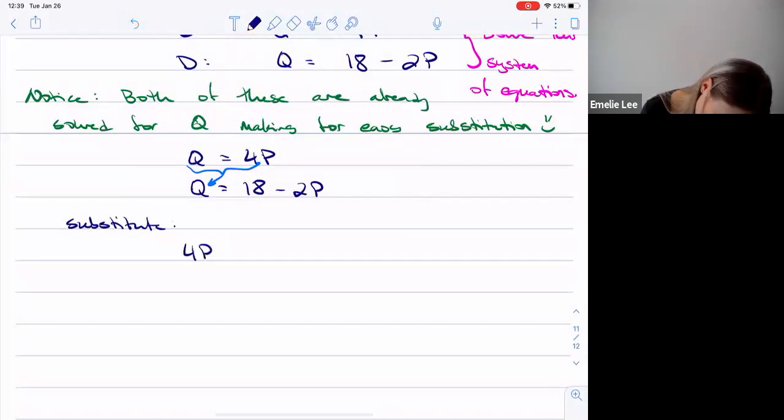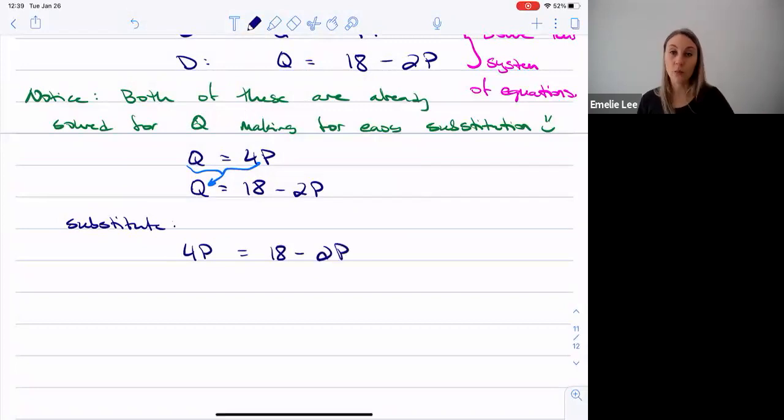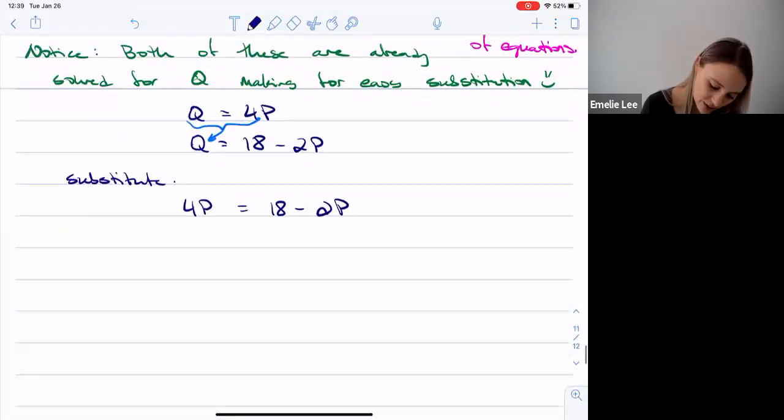So I get 4P is 18 minus 2P. In a way, this is way easier than the systems of equations that I'm getting you to do on the assignment, for example, right? So now I'll have to rearrange and solve for P, right? But we haven't really done a lot of work, so that's okay.